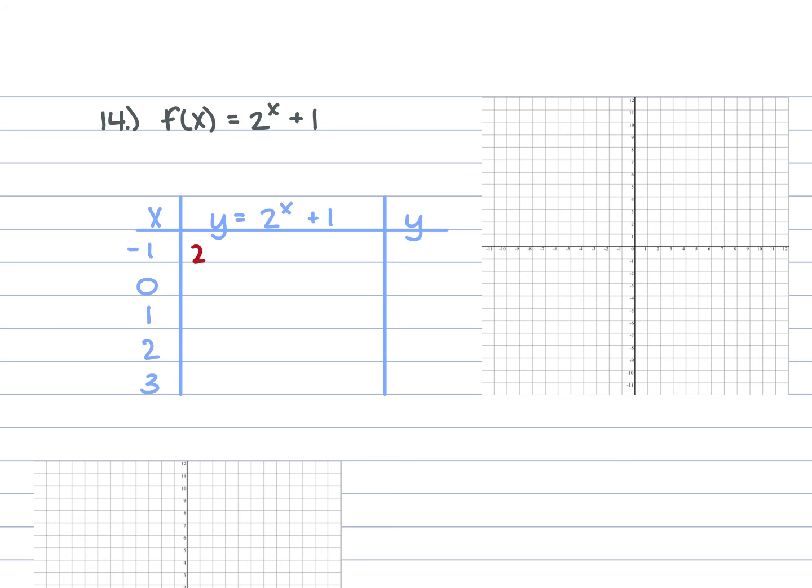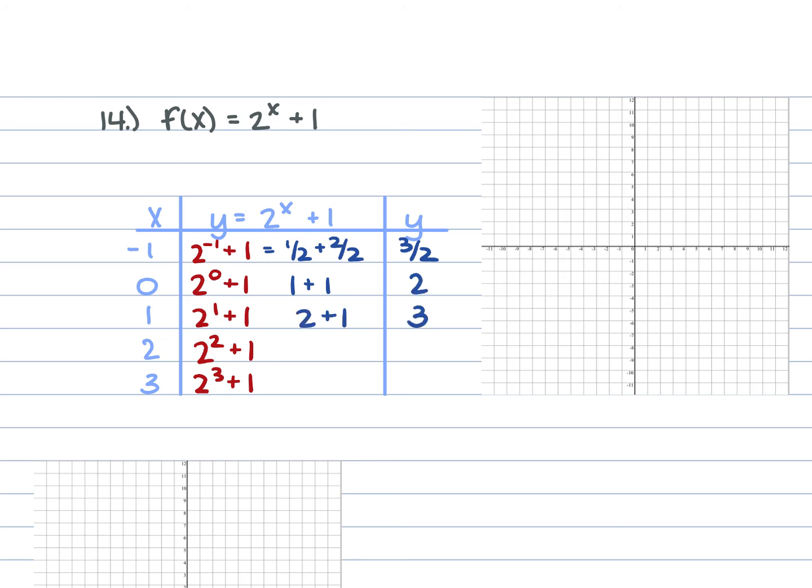So this is just going to give us 2 to the -1st power plus 1, 2 to the power of 0 plus 1, 2 to the 1st power plus 1, 2 to the 2nd power plus 1, and 2 cubed plus 1. That 2 to the -1st power is 1/2 plus 1, which is 2 over 2, so that's going to give us 3 over 2. 2 to the power of 0 is 1, plus 1 is 2. 2 to the 1st power is 2, plus 1 is 3. 2 squared is 4, plus 1 is 5. 2 cubed is 8, plus 1 is 9.